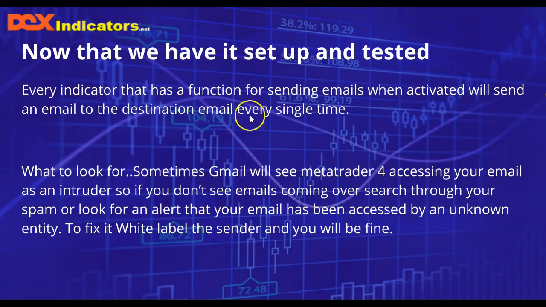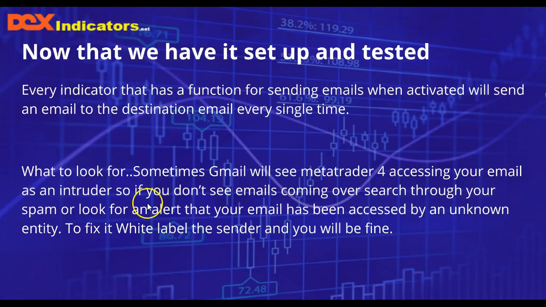All right, so now that we have it set up and it's tested, just to let you know, every indicator that has this function for sending emails, when activated, will send an email to that destination email that we have in there every single time. So if you have multiple indicators going that have that, enabling that option for that email will immediately start that trail. And to turn them all off all at once, you can just simply uncheck the enable box in that system in there. I'm going to also go through each individual indicator in that series and check off the variable for email.